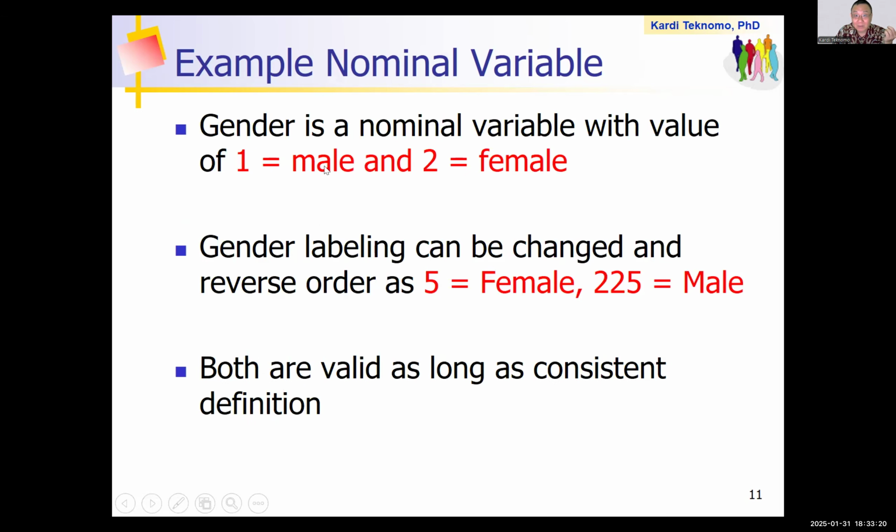Next example, gender is also nominal data. Say you can put 1 is male, 2 is female, or the other way around, or you can put any numbers. So 5 is female and 225 is male. As long as you are consistent with your own coding, this is called coding, right? From the actual values into numbers, this is called coding also. So then it is okay. In fact, this coding of the actual values into numbers is the first step in any data analysis.